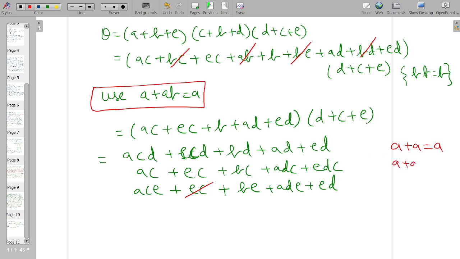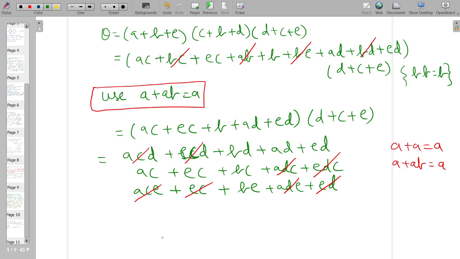Similarly I will also be using A plus AB is equal to A. So here ADC, when I combine AD with ADC, can be removed. Similarly AD plus ADE is AD, so I can remove this ADE. Similarly ED plus EDC is ED, ED plus ED is ED, okay. And similarly EC plus ECD is EC, AC plus ACE is AC, AC plus ACD is AC. And now I have terms like this.